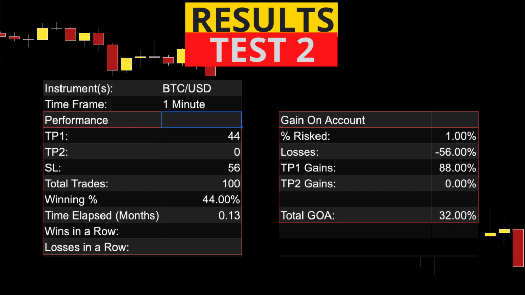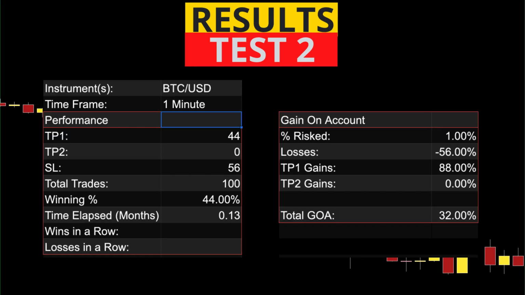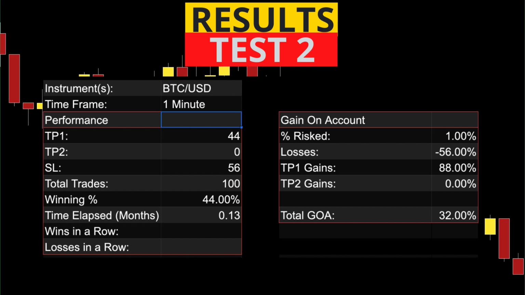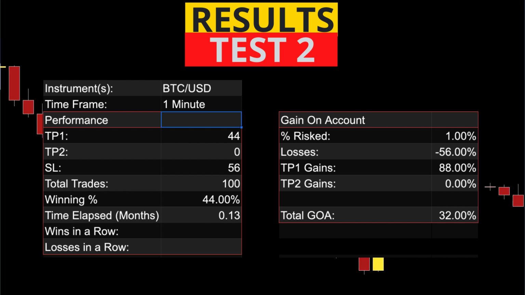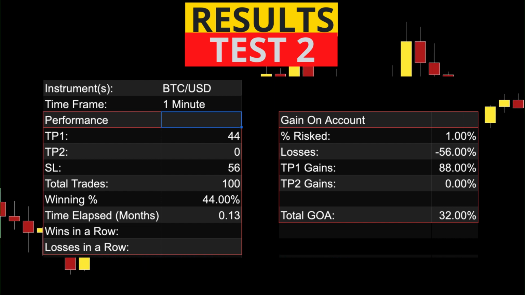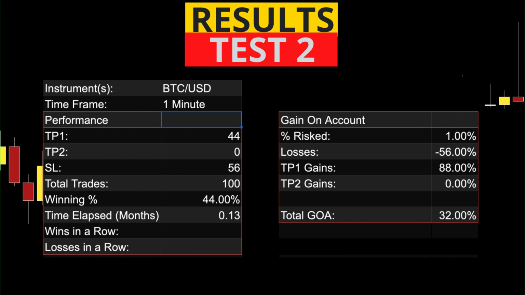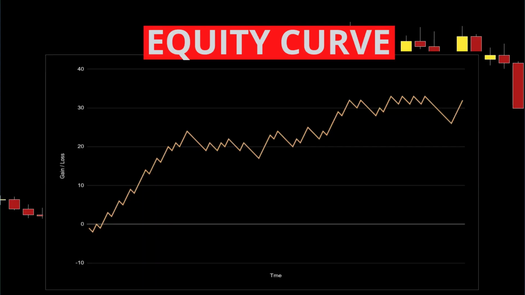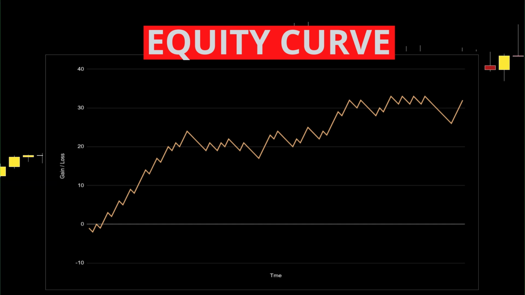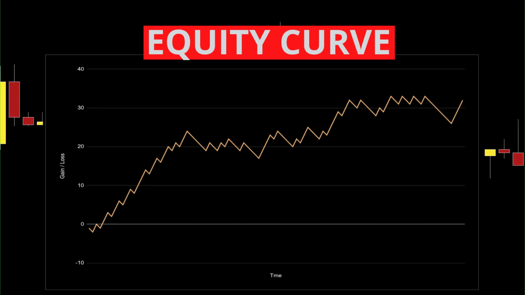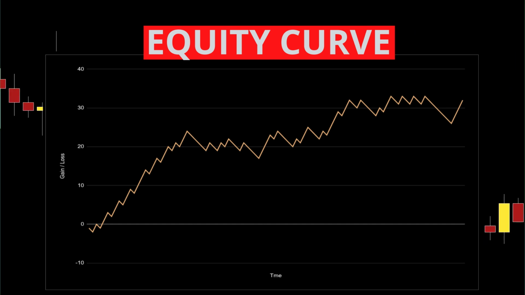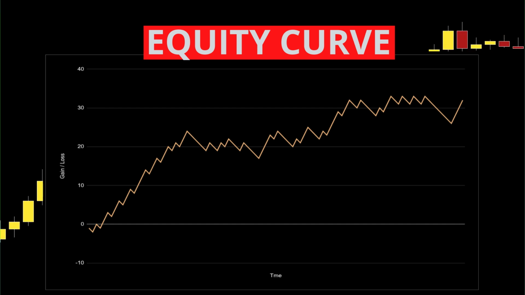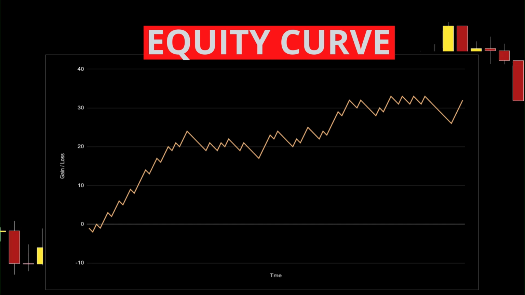Now let's review our second set of data. There were 44 winners and 56 losers for a winning percentage of 44% over 100 trades, and risking 1% per trade, the gain on account was 32%. So you can see here that the equity curve on the second set of data starts out again with an impulsive move up, followed by a consolidation period, and then a much smaller impulsive move up, followed by some consolidation, and it kind of ends there.